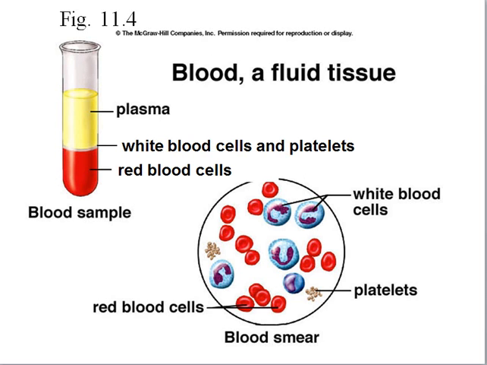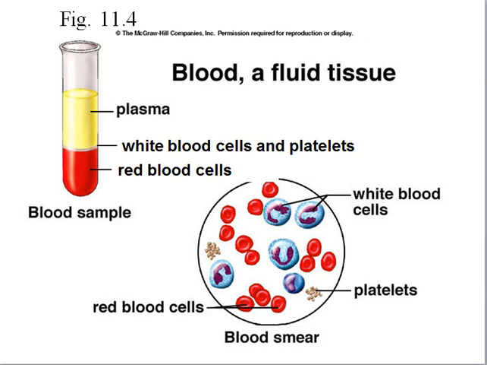This is a picture from your textbook. It represents what a sample of blood would look like after being in a centrifuge. A centrifuge is a device that spins samples very rapidly and is useful in separating things by mass. In this figure, it shows the plasma as a straw-colored liquid, which it is.